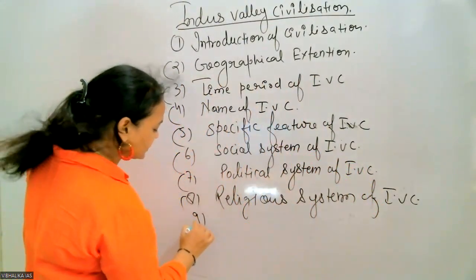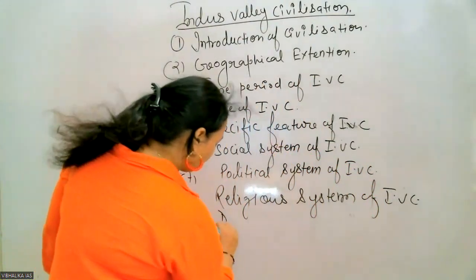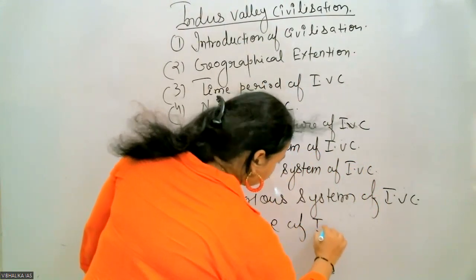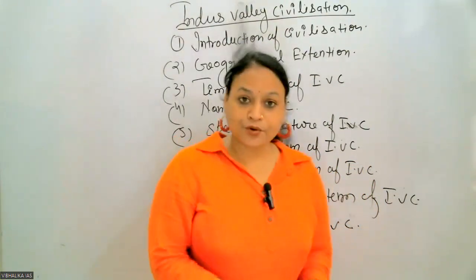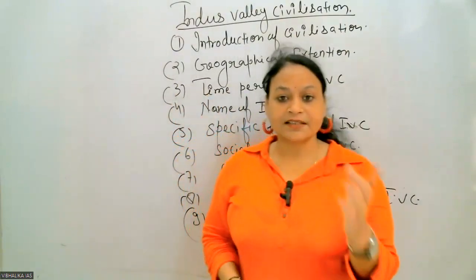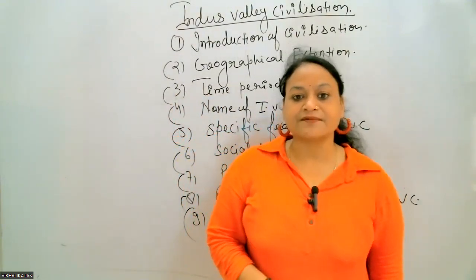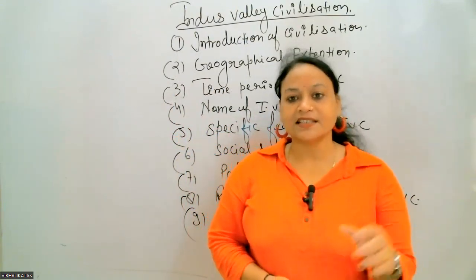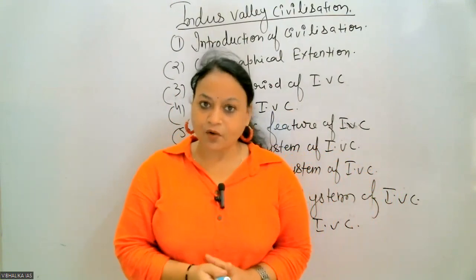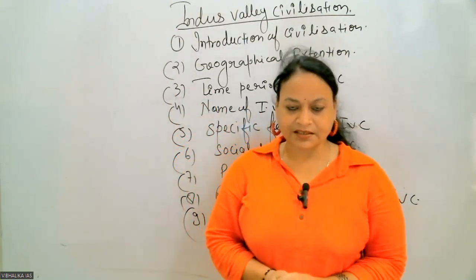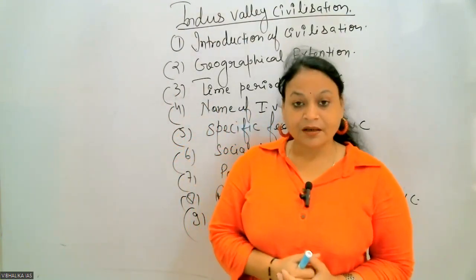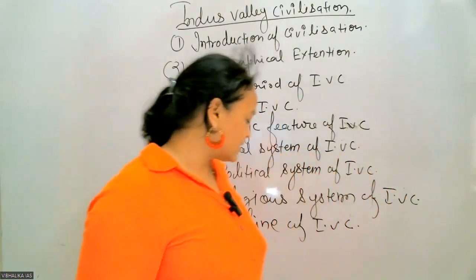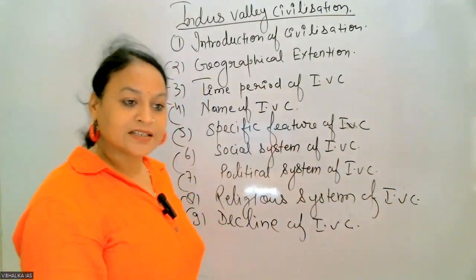And finally, students, we will cover the decline of Indus Valley civilization. You know, students, about 1700 BC, finally this civilization declined. So historians have different views on why this civilization declined and what were the causes of the decline, and what is the new research about it. I'll cover all these things in the decline of Indus Valley civilization.